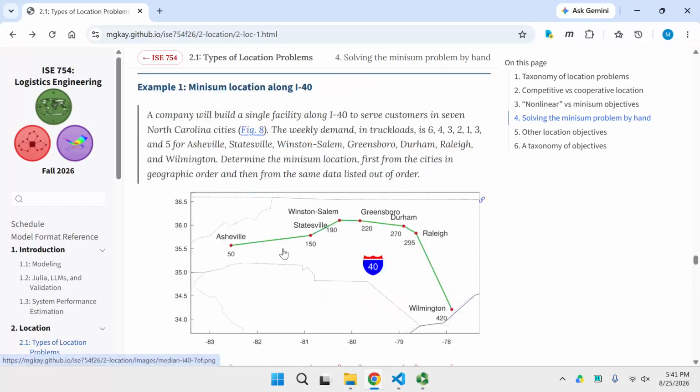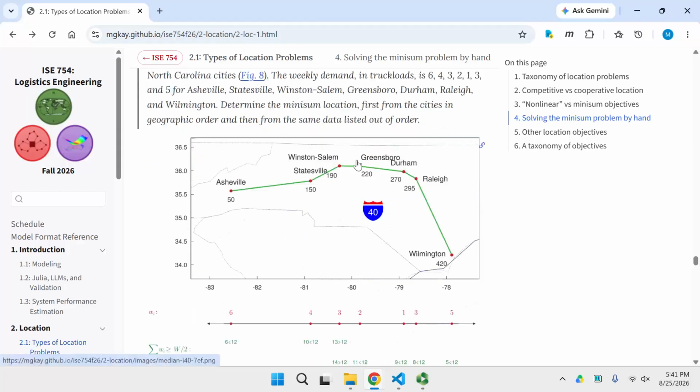And then there's an example given for I-40 to determine what is the optimal. So again, for one-dimensional location problems, if we have the linear objective function, we can by hand solve to get the optimal. For almost all other problems, two-dimensional problems with great circle distances, none of those will be able to be solved by hand as easily, but there are some special cases that can be solved by hand.